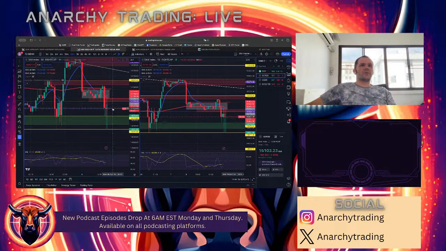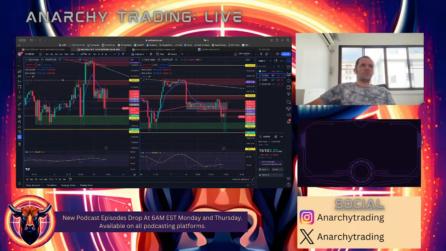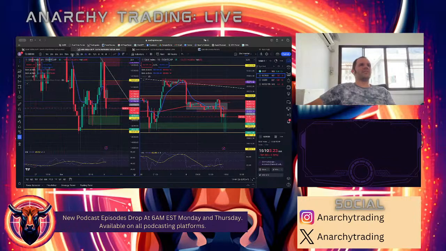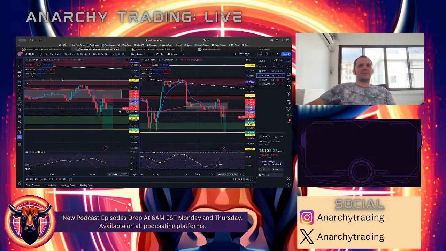Again, if we look at the 30, we've got a doji right here now. So not much going on on the 30. We can look at every time frame. Does it change it much? No, the 1 looks exactly the same. The 2, the 4, all the time frames. Doesn't matter.